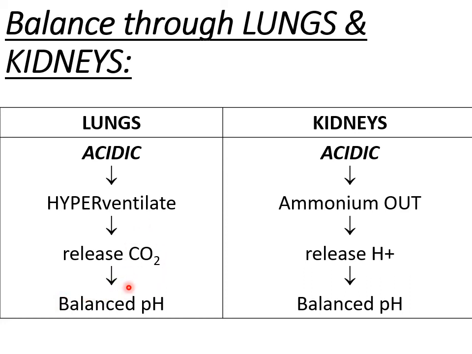Dito naman tayo sa kidneys. Halimbawa, acidic ka ulit. Okay? So, ang gagawin ng katawan mo, through urine, it will excrete ammonium ions. No? Therefore, ano ulit ang chemical formula ng ammonium, di ba? NH4. So, sa hydrogen ng NH4, no, it will be released out of your system, out of the urine. So therefore, yung bloodstream mo will have a balanced pH.